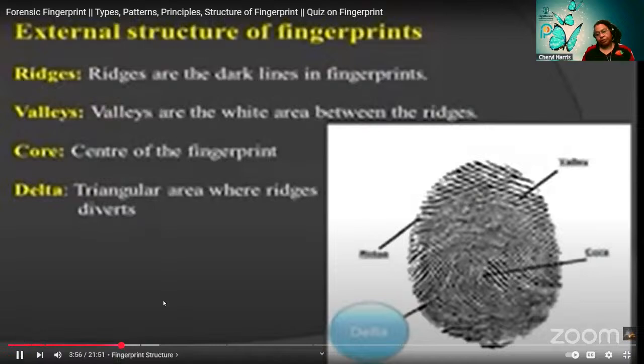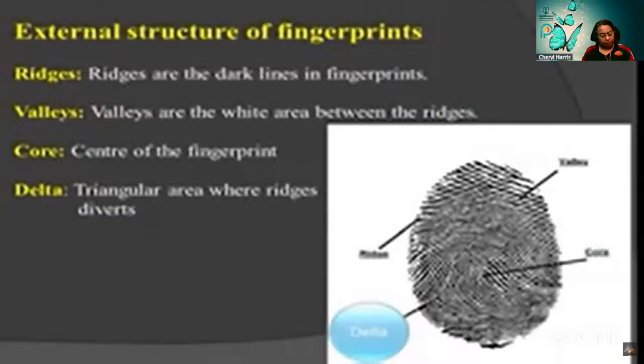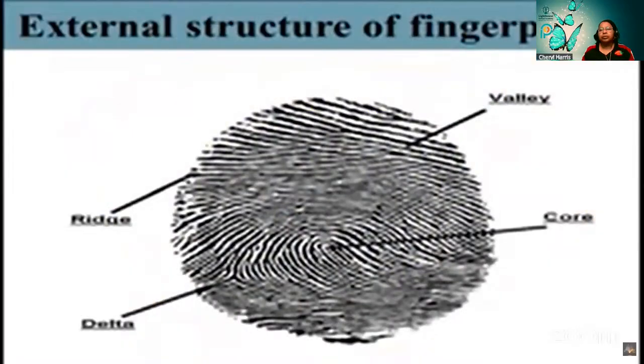Clearly, as delta has been labeled on the picture. Now I'm going to show another clear picture of the external structure of a fingerprint, and that is in front of you. So now you can see clearly the ridge, the dark lines, the black lines on your fingerprint impression.